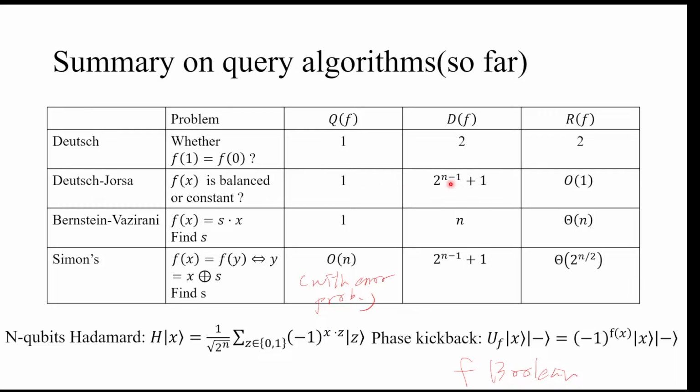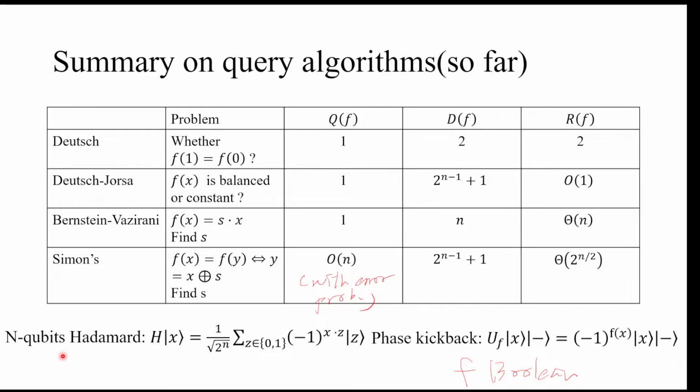We're almost out of time. For Bernstein-Vazirani, deterministic is n and randomized is also n, so this is the first separation between quantum and randomized. And finally, for Simon's algorithm, we have an exponential separation between quantum and randomized: randomized is 2 to the n over 2, and quantum is order n. Remember those two results.